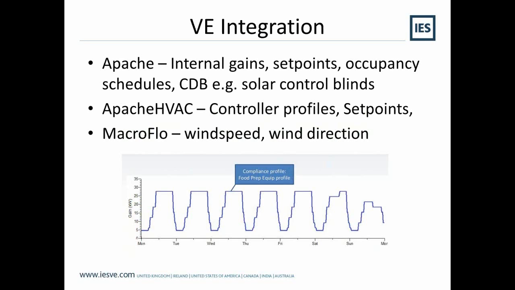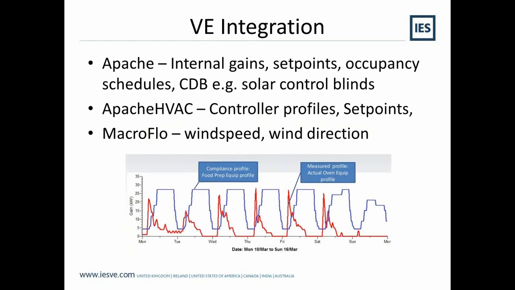What's the scope within Apache HVAC module? Again, looking at control profiles, again set points on systems. It's got uses, I guess, in and around the MacroFlo module, looking at wind speed, wind direction, trying to maybe put some profiles controlling natural ventilation, which use the freeform functionality.